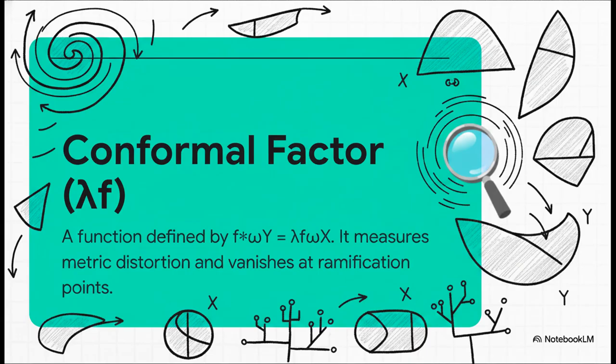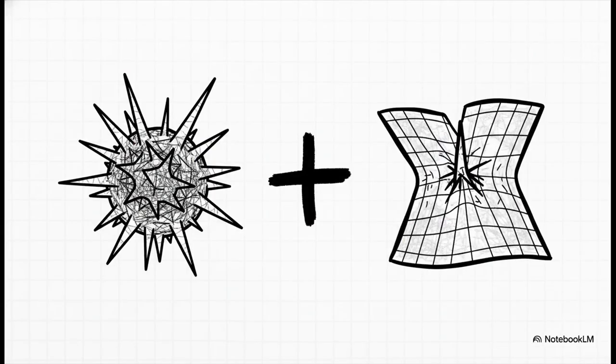You can think of it as a scaling function. It tells you exactly how much the map F is stretching or shrinking distances as it projects the target geometry onto the source. And the most important thing to know about it is right there on the slide. This factor goes to 0 precisely at those ramification points, right where the map folds over. So because that lambda f factor hits 0 at the branch points, taking its logarithm, well, that creates another singularity.